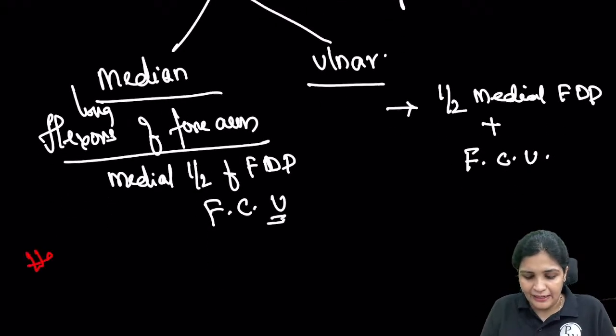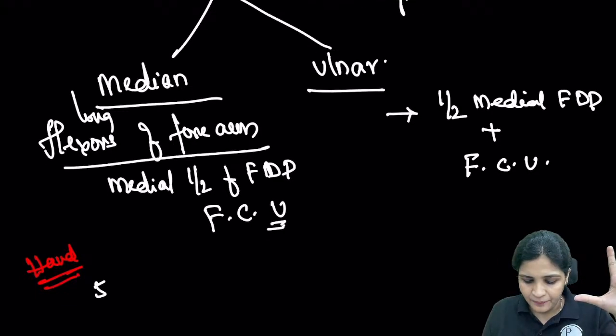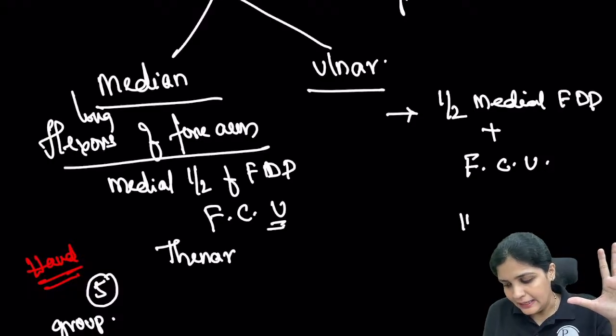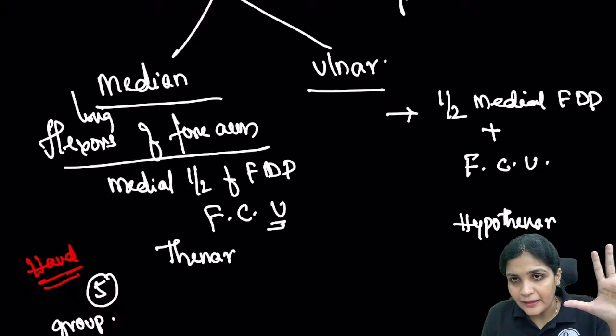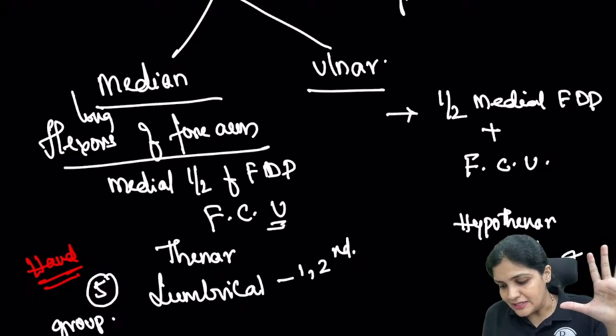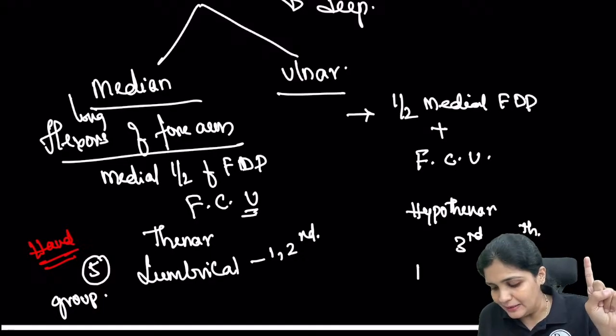And now coming to the hand. If you see, what are the intrinsic muscles of the hand? What are the 5 groups of intrinsic muscles of the hand? Thenar muscle, hypothenar muscle. Yes. So thenar, and the ulnar nerve supplies hypothenar. Then lumbricals. Yes, lumbricals. So the first and second lumbricals are supplied by your median. Third and fourth lumbricals are by ulnar. Then we have completed the palmar. Very good. Palmar interosseous and dorsal interosseous.